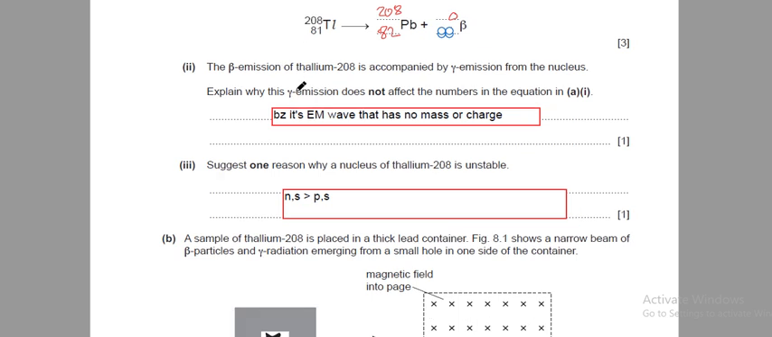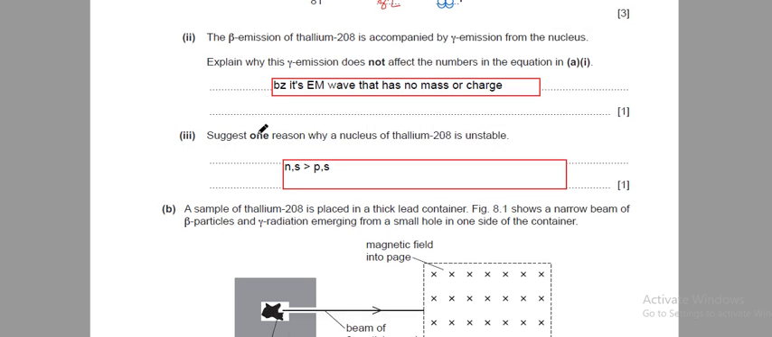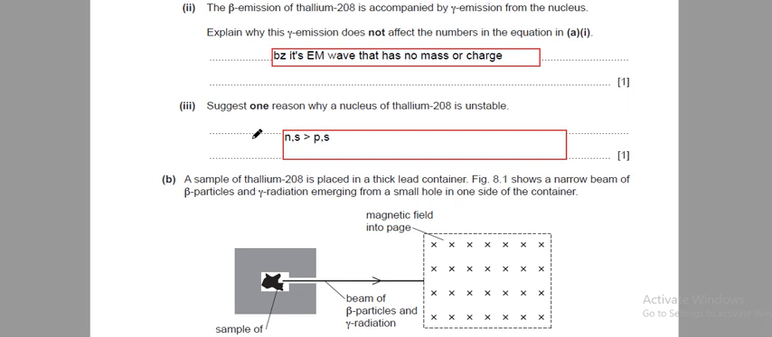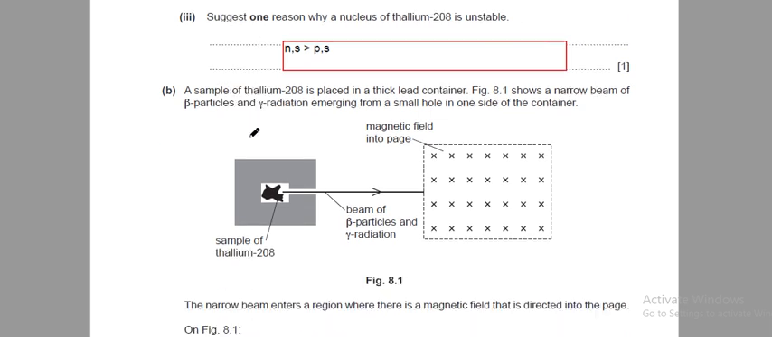Beta emission of thallium is accompanied by gamma emission. Explain why gamma doesn't affect the numbers in the equation. Because it is an electromagnetic wave that has no mass and no charge. Suggest one reason why the nucleus of thallium is unstable: because the neutron number is greater than the proton number. A sample of thallium is placed in a thick lead container, with a narrow beam of beta and gamma emerging from it.